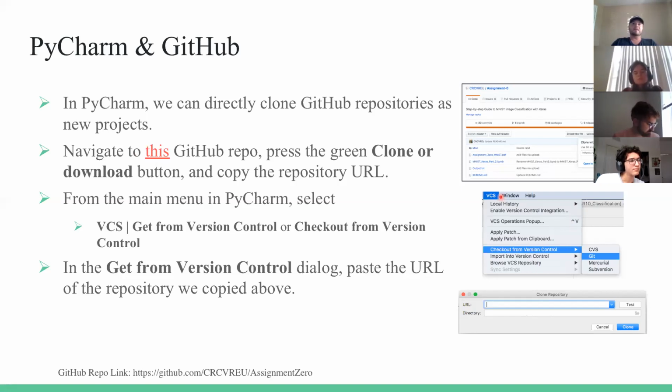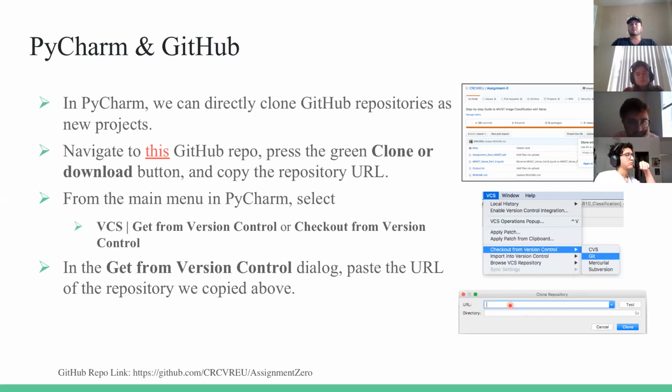And down in the VCS menu, you're going to be looking for something that says something like checkout from version control, or it could also say get from version control. But the point is once you're inside of there, you want to click on get. And once you've clicked on the get, then it's going to pop up with a little window like this. And inside of this little thing here, you're going to paste the repository that you just copied.